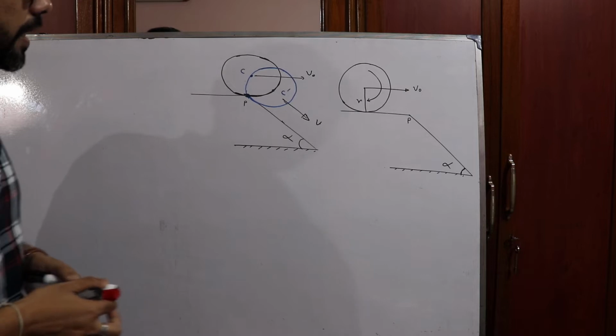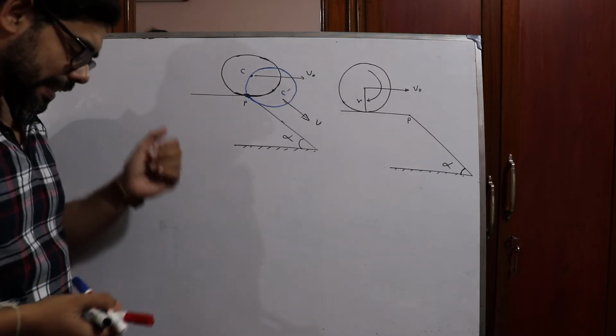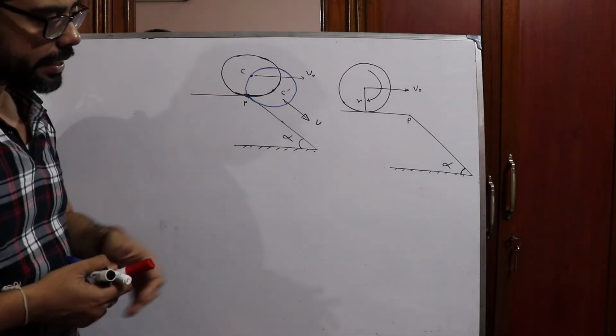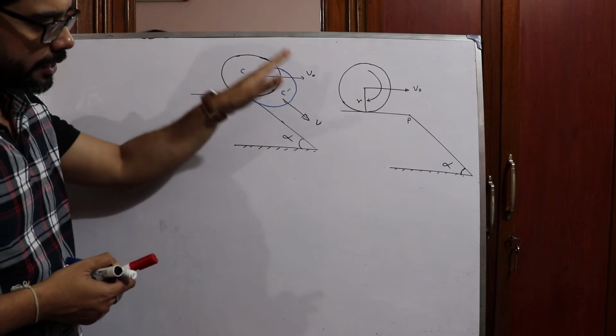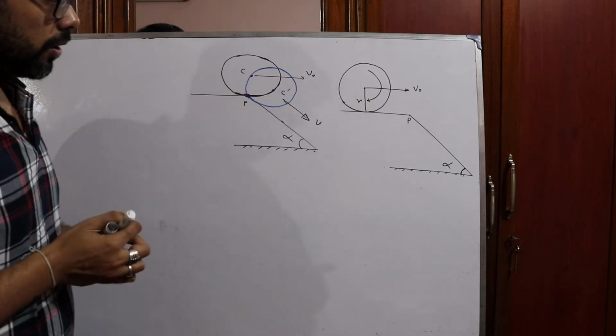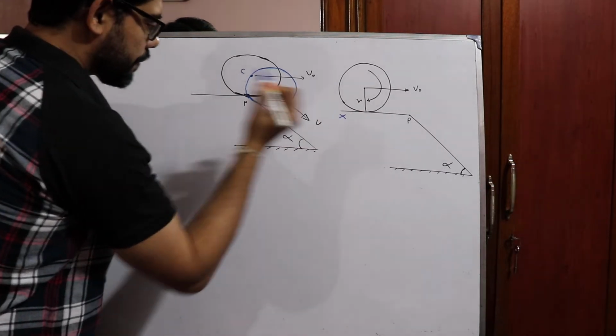Hello everyone. Today we will be discussing a very interesting problem on classical mechanics. Suppose you have a solid cylinder and this solid cylinder is rolling on a horizontal surface. So let me give a name to this horizontal surface. Suppose the horizontal surface is XP.